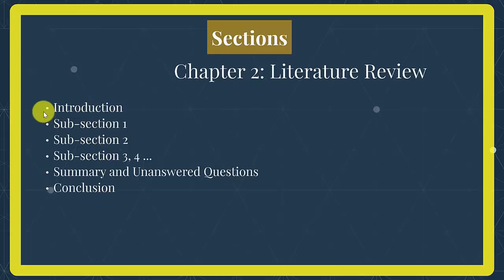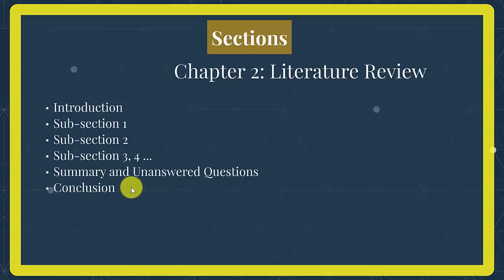So this is the chapter, this is what you're going to have while writing up. You're going to have an introduction, and you're going to have several subsections, because subsections are different from one thesis to another. So I can't put the names here. So you can have subsection 1, subsection 2, subsection 3 and 4, then summary and unanswered questions. That will be the last but one section of your literature review, and then you have the conclusion.